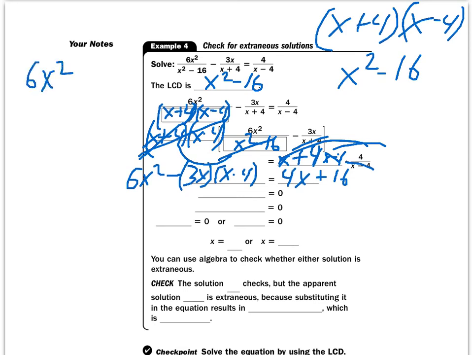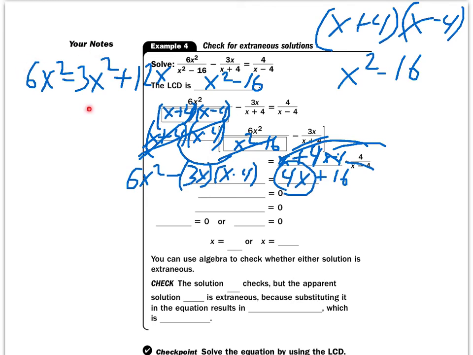I'd have 6x squared, and it was a minus 3x. A negative 3x times x is negative 3x squared. And I also have a negative 3x times a negative 4, which is a plus 12x. That's what I ended up with on the left side. If I subtract this 4x right here from this 12x right here, I end up with 8x.